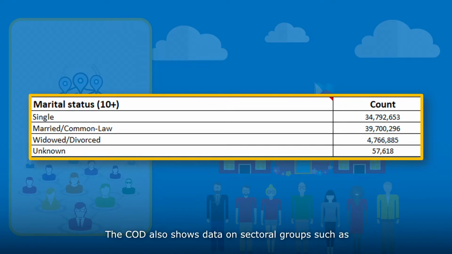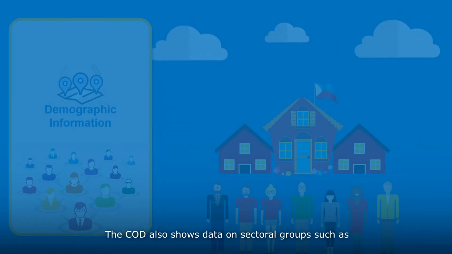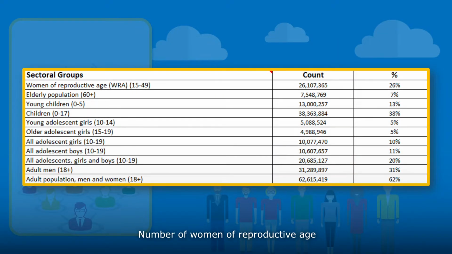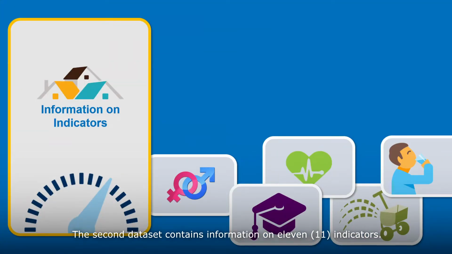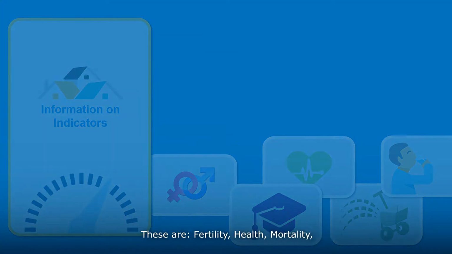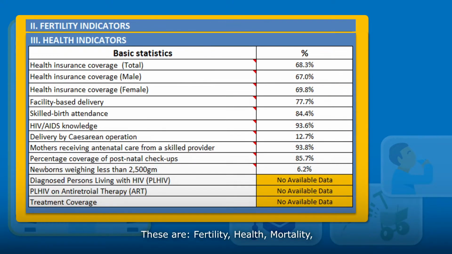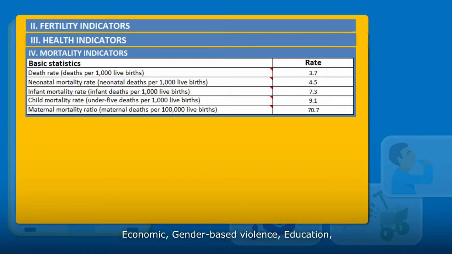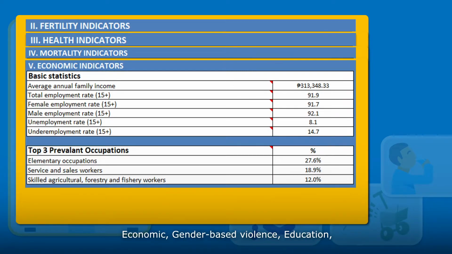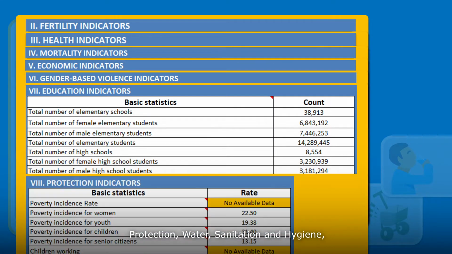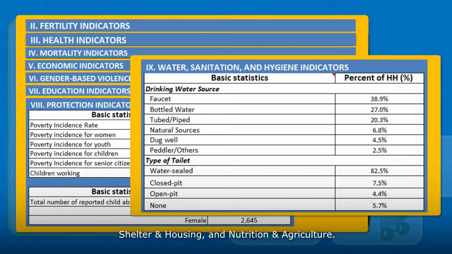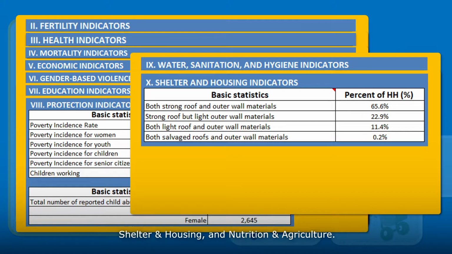The COD also shows data on sectoral groups such as number of women of reproductive age, the elderly, young children, adolescents, and adult men. The second dataset contains information on 11 indicators. These are fertility, health, mortality, economic, gender-based violence, education, protection, water, sanitation and hygiene, shelter and housing, and nutrition and agriculture.